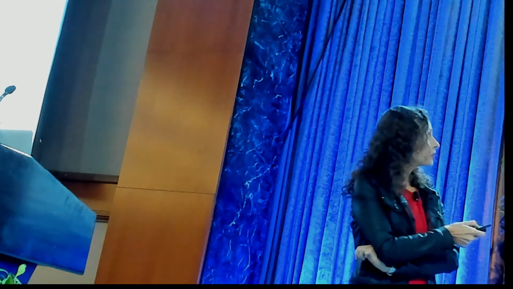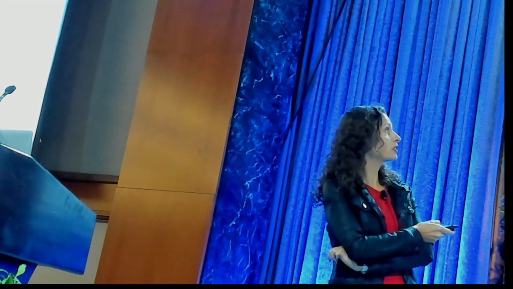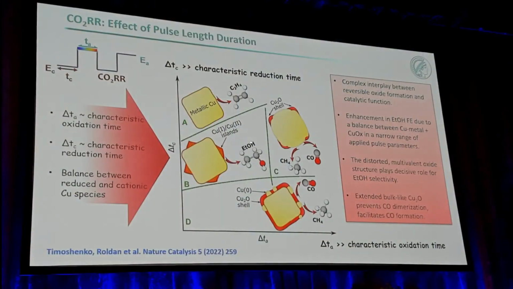So we can do this type of studies and realize the complex interplay between reversible oxidation, reversible oxide formation, and the catalytic function. We know now what we need to have to favor the ethanol production. And we also know, there was a discussion in the literature, is it good to have oxides or not? It depends. If you make a bulk oxide, then this is bad.